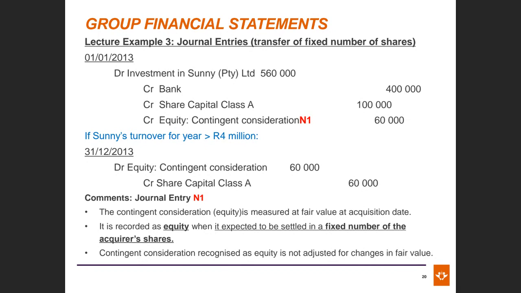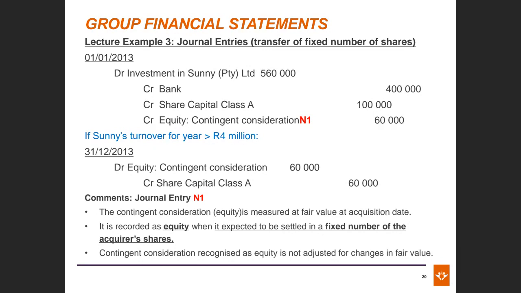It is based on the number of shares, regardless of the value. Okay, so I have answered that question. Why don't we issue at 100,000? It's because we don't adjust for the fair value, and the reason for that is because they decided on a fixed number of shares. So the fixed number of shares, the fair value at acquisition date, that is used to determine what the contingent consideration will be, and there's not going to be an adjustment to fair value. Okay. So this is the situation where we have a fixed number of shares.